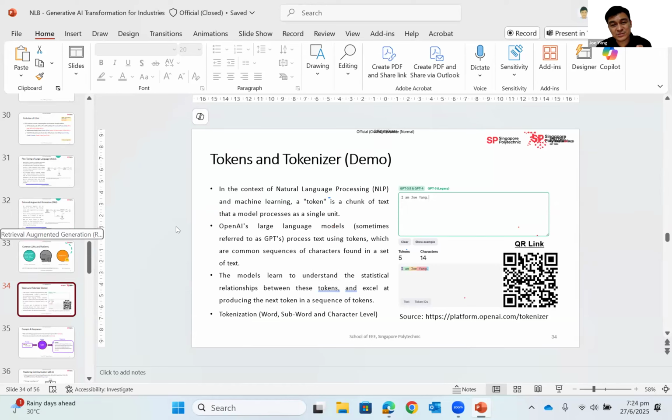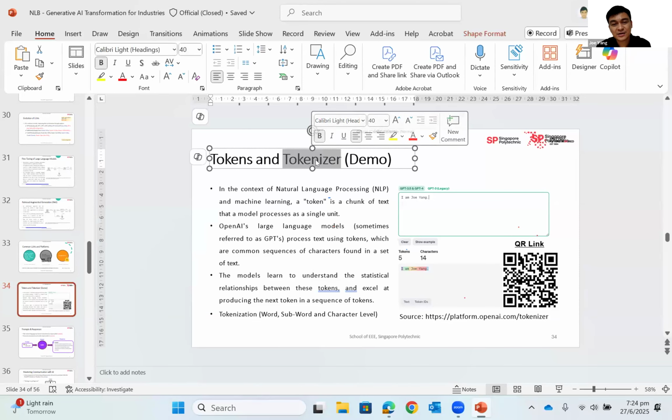Tokens mean the length of your inputs. Sometimes when you want to use the free versions but also want to make it work, take note not to make the token length so long. The longer the token length, the faster your credits will run dry. The tokenizer is a back-end process, or the program, that segments those tokens.